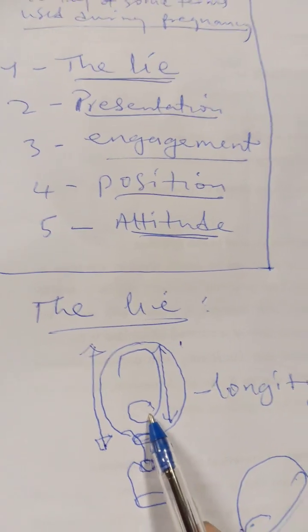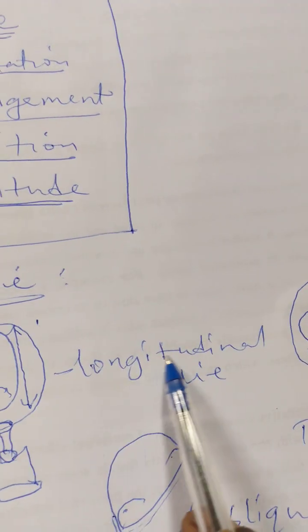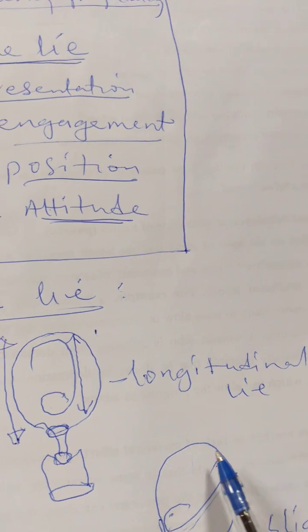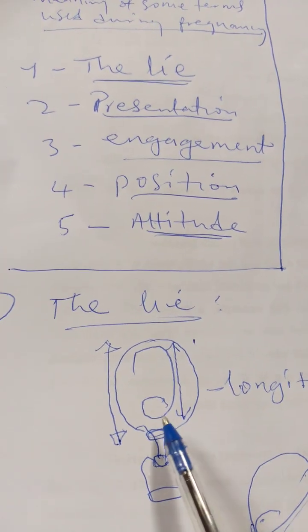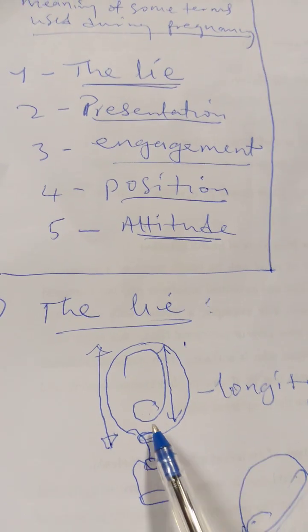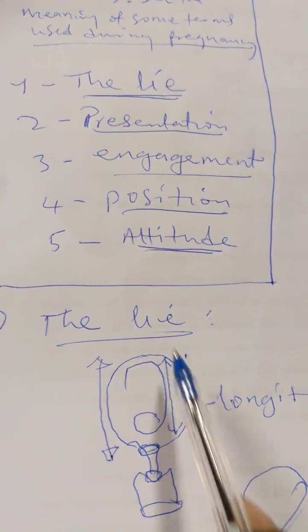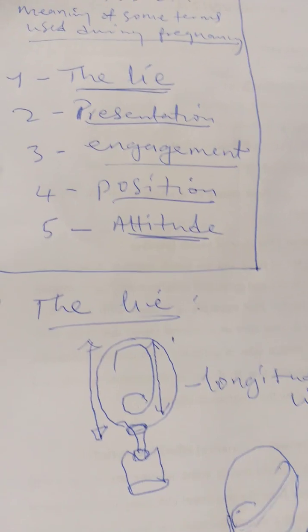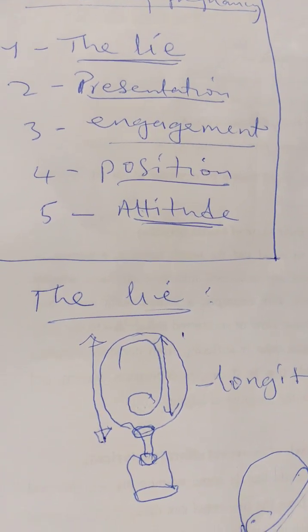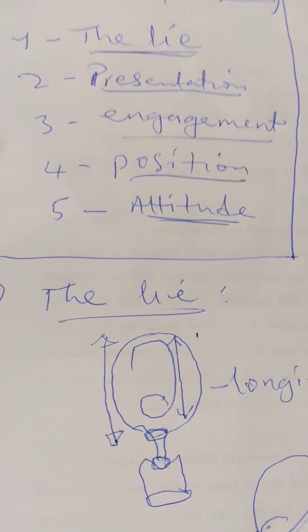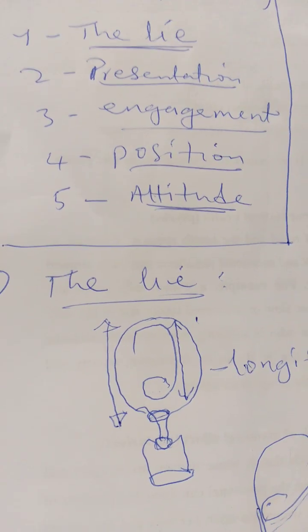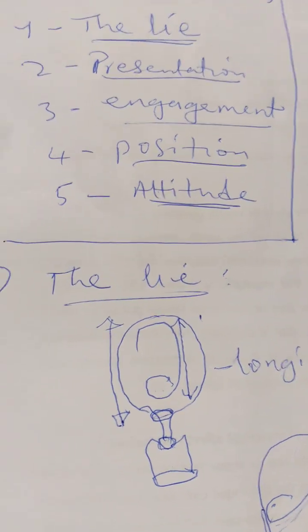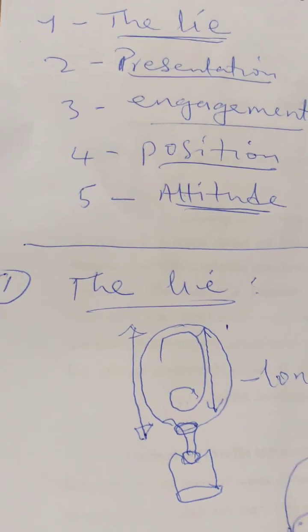This type of lie is known as longitudinal lie. It's a longitudinal lie because the baby is lying in the way that the long axis of the fetus is in the same direction as the long axis of the womb of the woman, not the long axis of the spine. We are talking about the long axis of the uterus, of the womb.